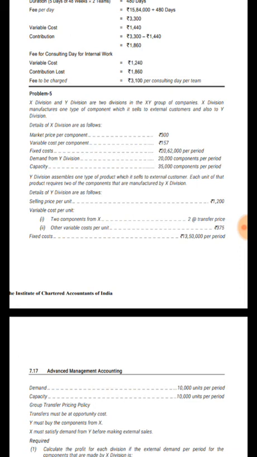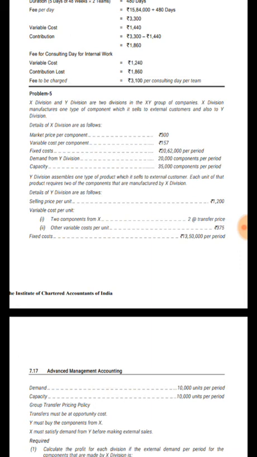These belong to only X division. Market price 300, variable cost 157, fixed cost 20,62,000 per period, and demand from Y division 20,000 components per period, and total capacity per period is 35,000 components.